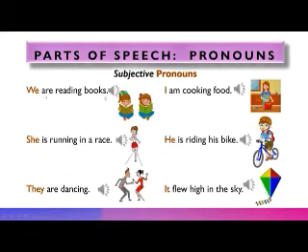We are reading books. She is running in a race. They are dancing. I am cooking food. He is riding his bike. It flew high in the sky.